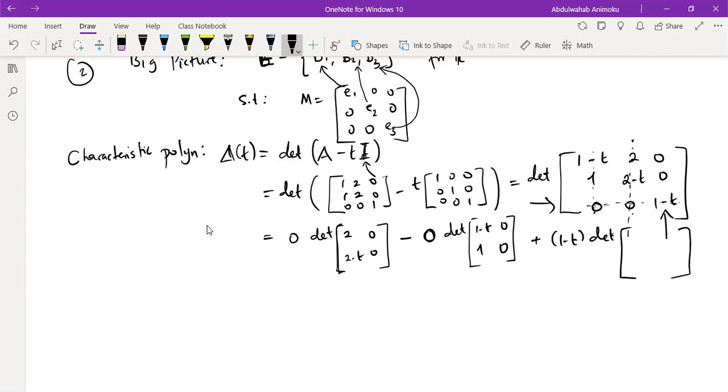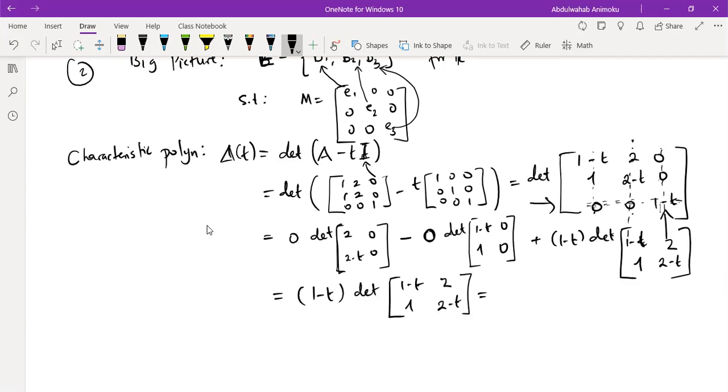Let's finish this. This is just covering the column and row that 1 minus t belongs to. So that gives us 1 minus t, 2, 1, 2 minus t. Okay, so that is what we have. You can see that the first two calculations will be 0, so that's why we are using this in the first place. So what we just have is 1 minus t times the determinant of 1 minus t, 2, 1, 2 minus t.